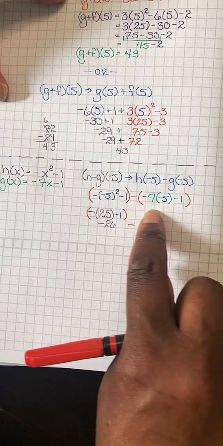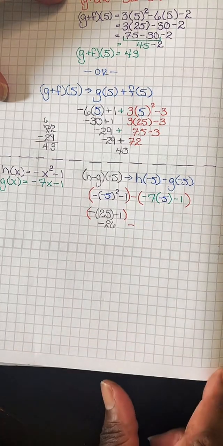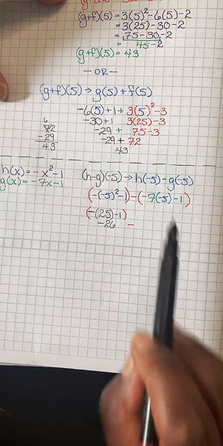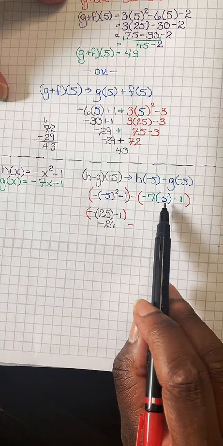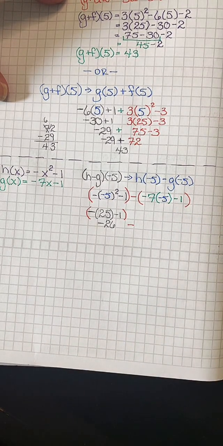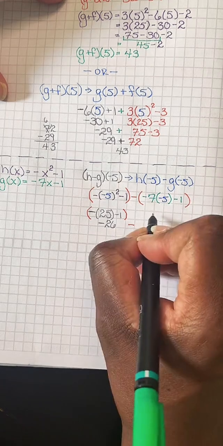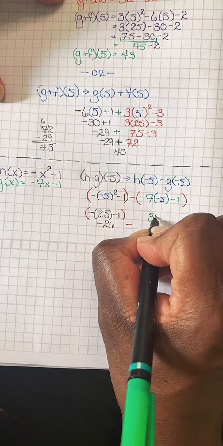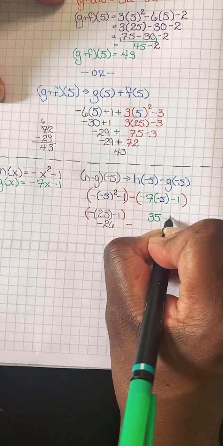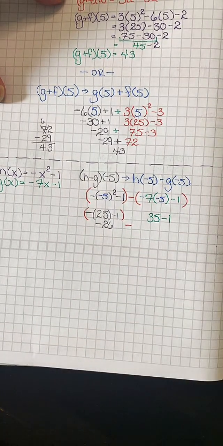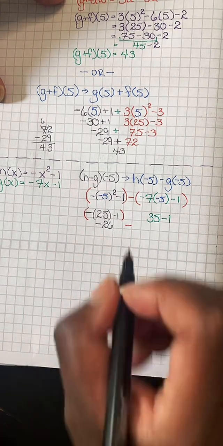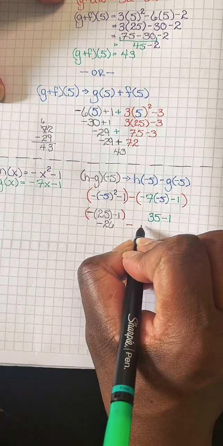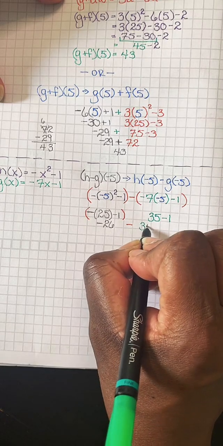Now we're going to do what's happening in the second parenthesis. -7 times -5, a negative times a negative, that does give me a positive. So a positive 35 minus 1. So 35 minus 1 gives me a 34.